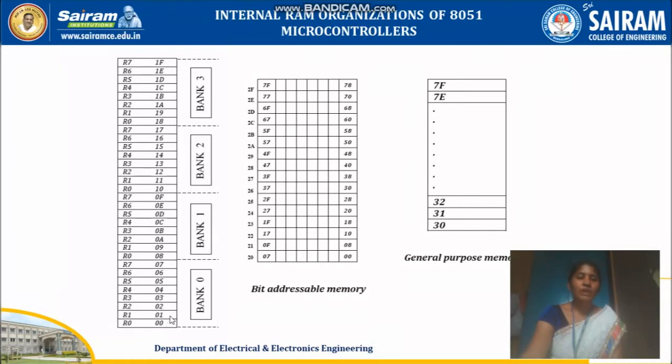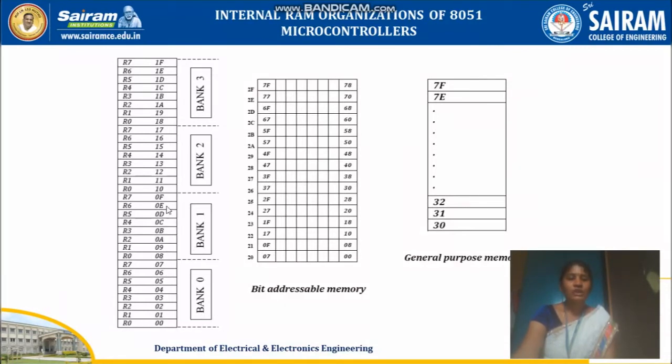Each register bank is of 8 bits. You can see here register banks 0, 1, 2, 3, 4, 5, 6, 7. So it is bank 0 8-bit registers, and again bank 1 8-bit registers, bank 2 8-bit registers. So each bank has 8-bit registers. It starts with 00, so it is of 8 bits, right? So 00 to 07 is bank 0.